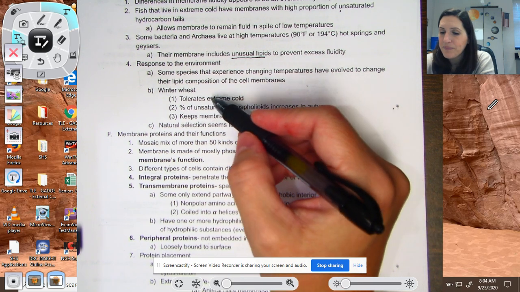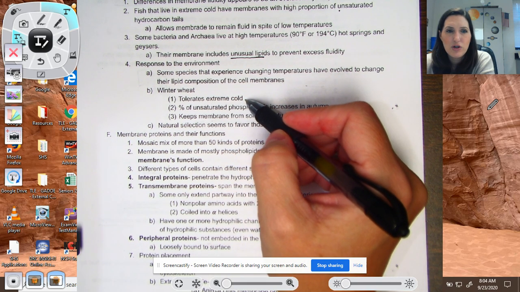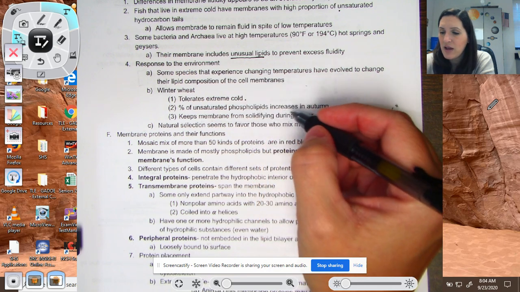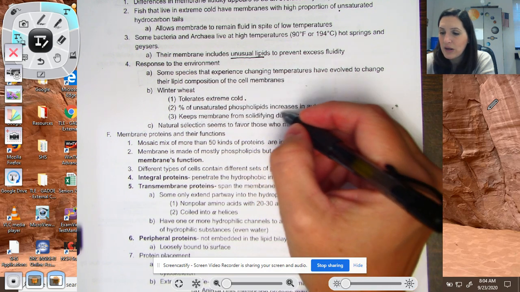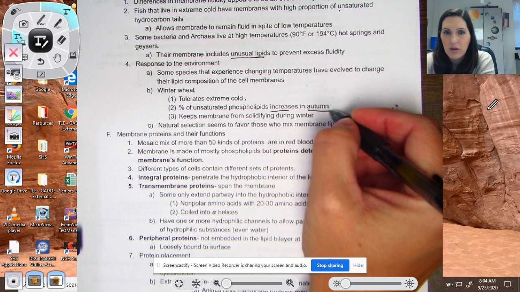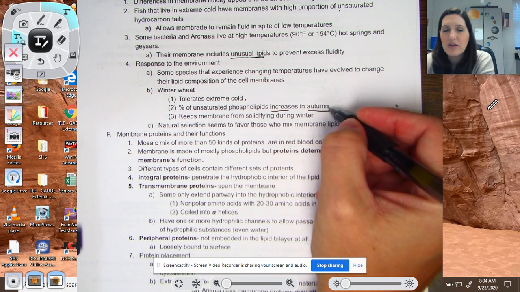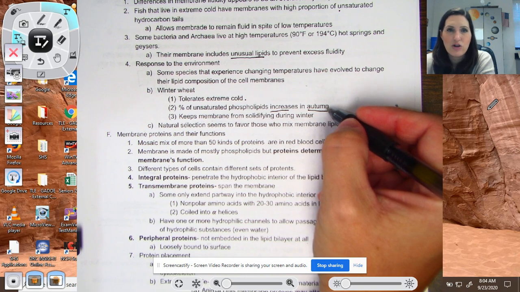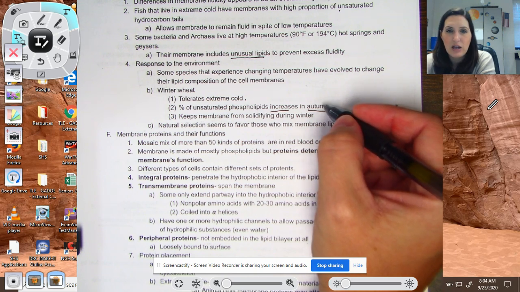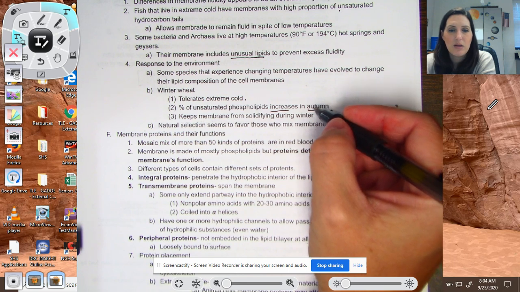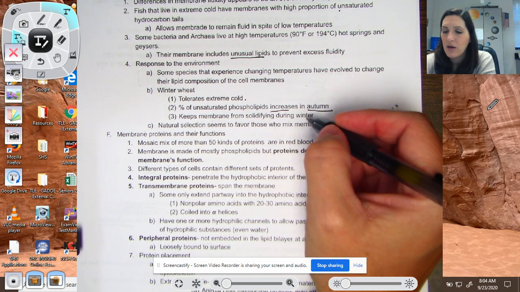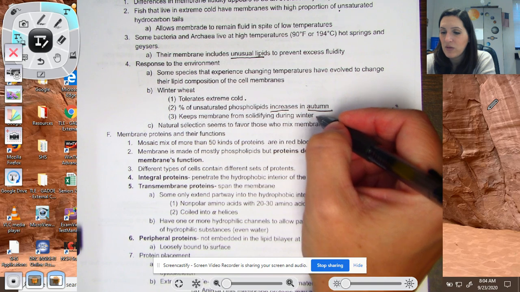Winter wheat can tolerate cold temperatures because the percent of unsaturated lipids increases in autumn. So if your wheat is harvested in the fall, it's going to have more unsaturated fat, which is the good fat. If it's harvested in the spring, it would have a low percentage. So this is a physical change due to an abiotic stimulus, that temperature. This keeps the membrane from solidifying in the winter.